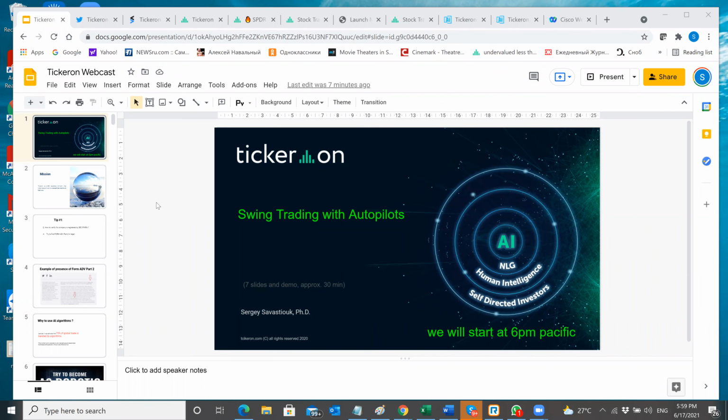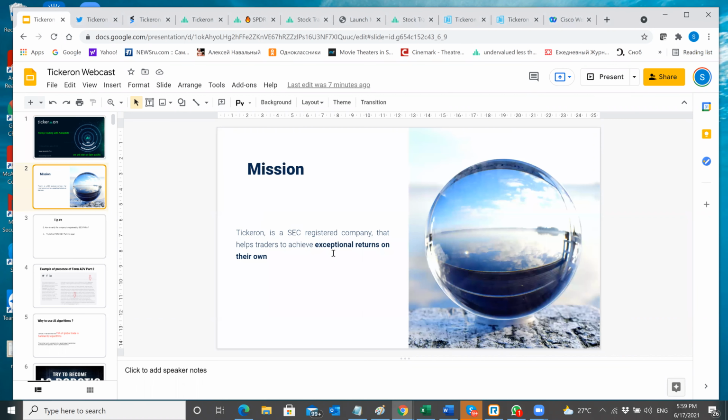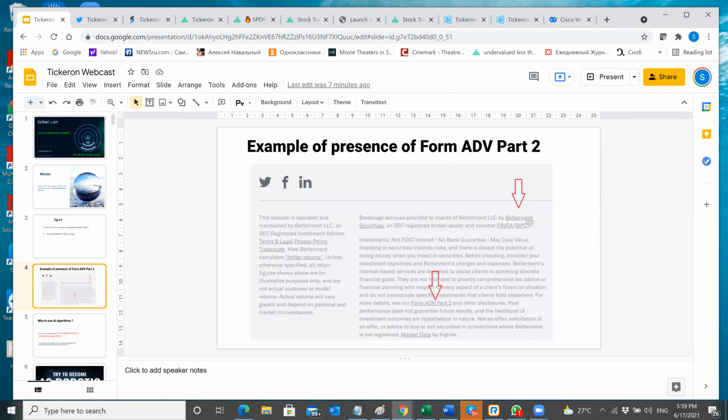My name is Sergey Savastyuk. I have a PhD in applied mathematics, used to teach at Santa Clara University, and now after a few other exits, I started Tickeron. It's a company with about 30-40 people working. Tickeron is a registered investment advisor with the SEC, and if you really want to work with good companies, they typically are registered. So here's an example of how to find out.